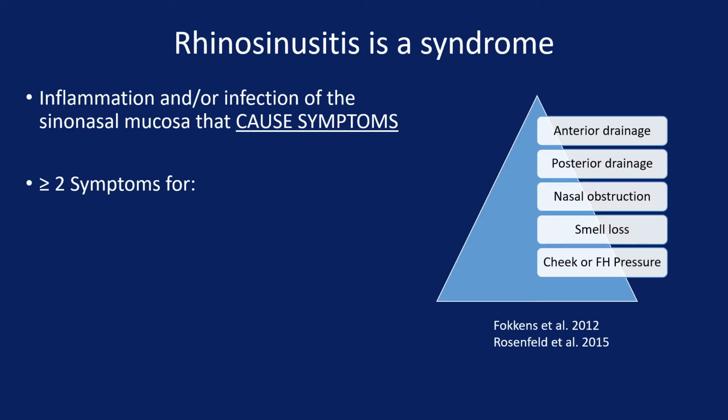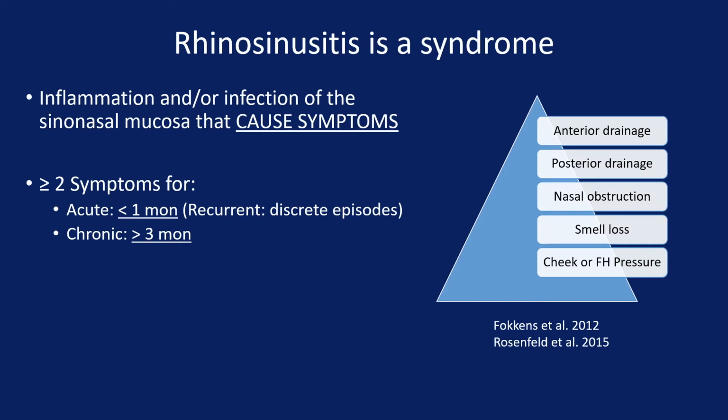I've seen some providers ask about major and minor criteria. Those are older. We don't talk about them as much anymore. You just need to remember these 5. And then again, acute is less than 1 month, whereas recurrent is recurrent discrete episodes of less than 1 month. Chronic is more than 3 months. And so you might be wondering, what about in between?